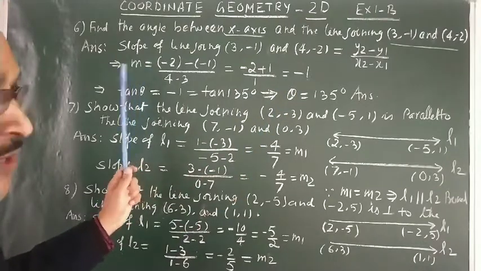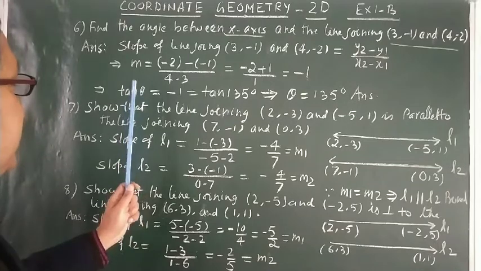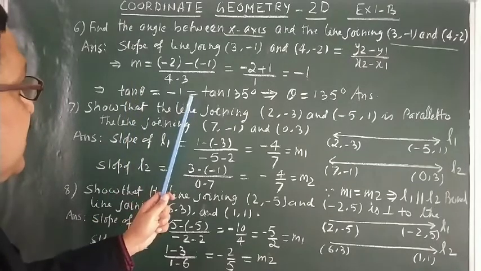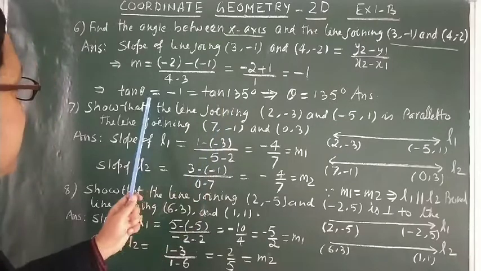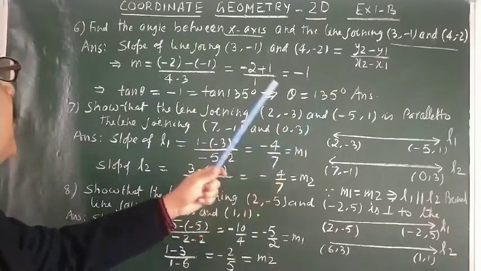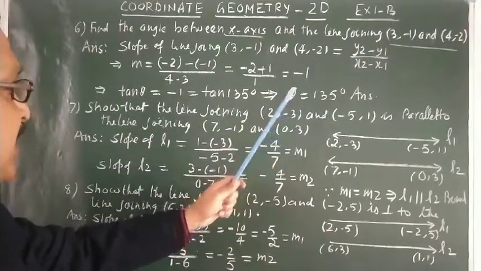So tan theta, m is called tan theta. I have already suggested this to you earlier. Tan theta is equal to minus 1, and minus 1 is the value of tan 135 degrees. So theta is 135 degrees. So the angle between the x-axis and the line joining these points is 135 degrees. Answer.